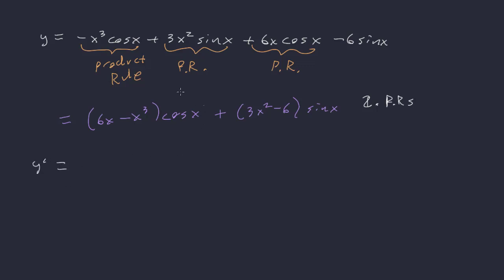Y prime, we'll do this product rule, so it'll be the derivative of the first, which will be 6 minus 3x squared, times the second left alone, plus the first left alone, times the derivative of the second, which will be negative sine. So instead of putting times negative sine, I'm just going to change this to a negative here and minus sine x. Okay, so here is the derivative of the first term.